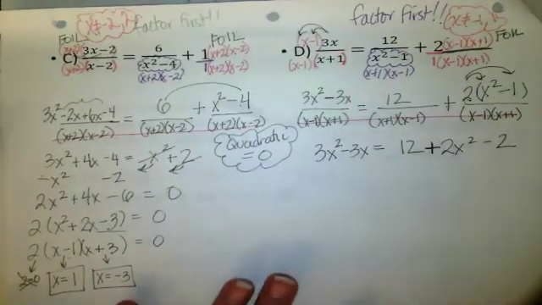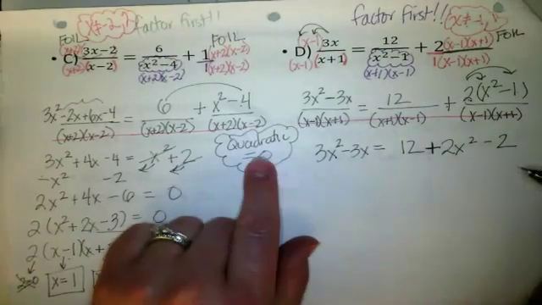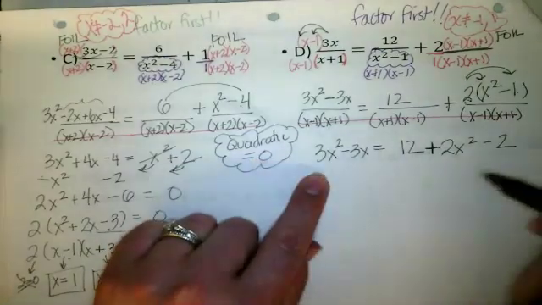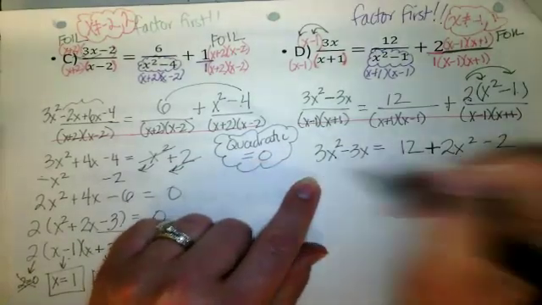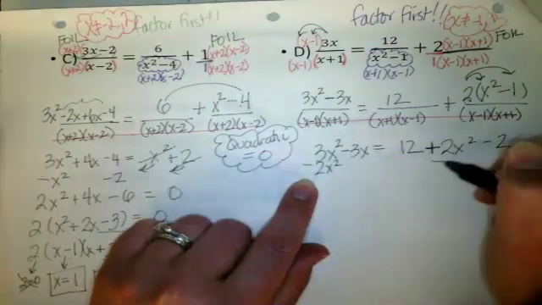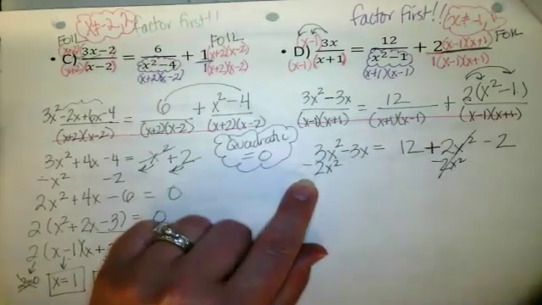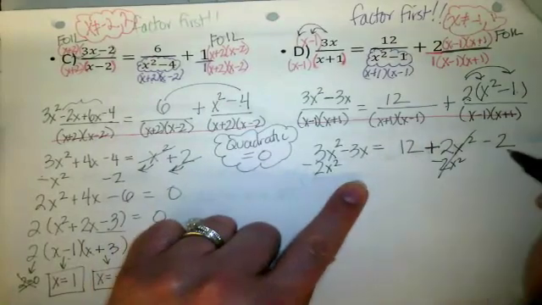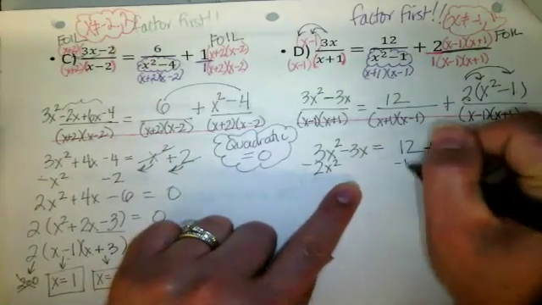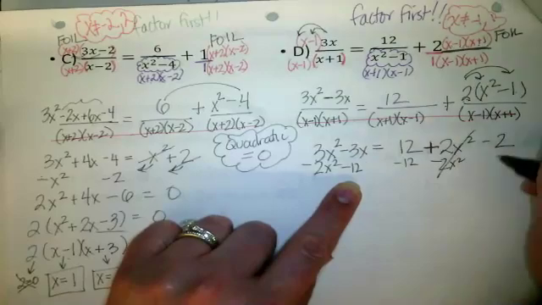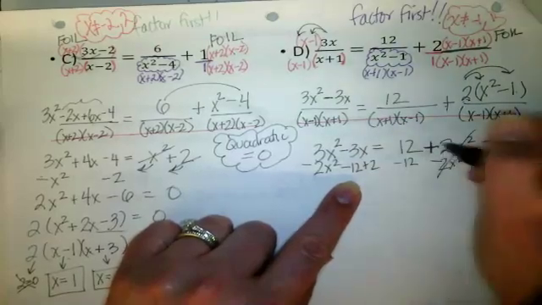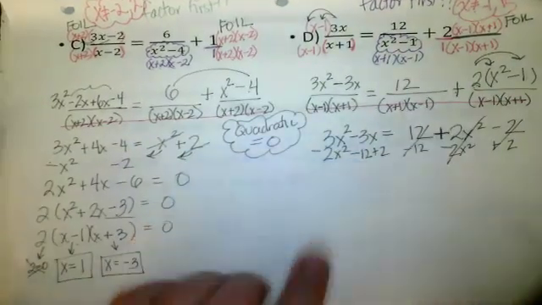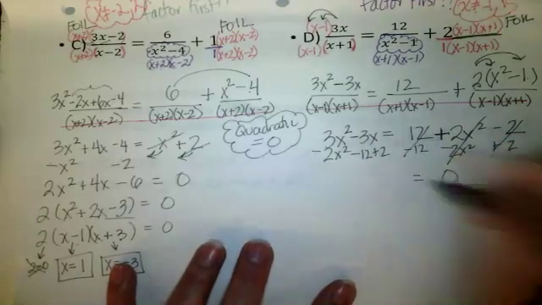Is this linear or quadratic? Quadratic, which means I want to set it equal to 0. So I'm going to move all this stuff over. I'm going to subtract the 2x squared. And I'm going to subtract the 12 and add the 2. So that everything is gone on the right side in this case.